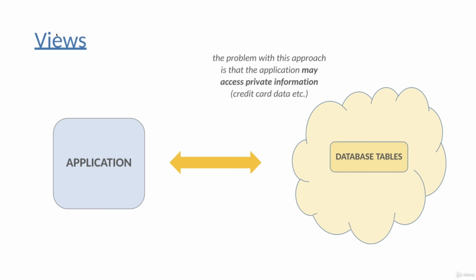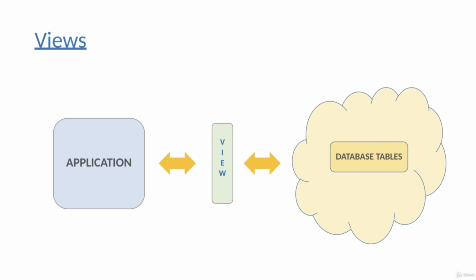So this is again where views can prove to be extremely useful if we want to restrict the access to private information, private data. Okay, so this is why we can create a view and the application is going to communicate with the view instead of communicating with the database tables directly.